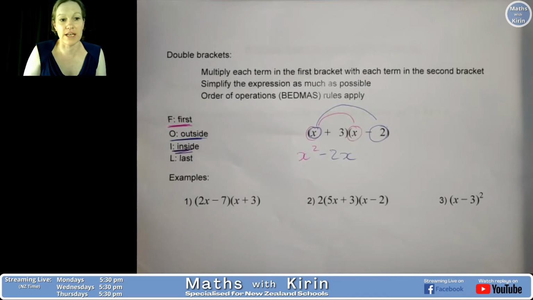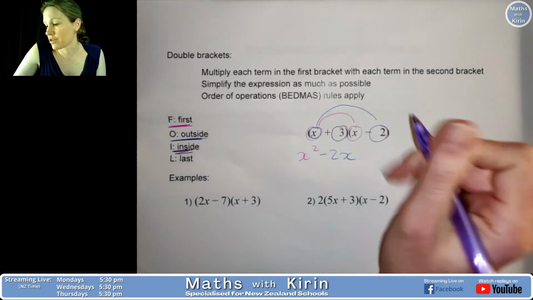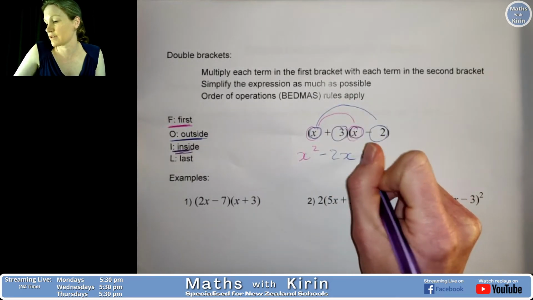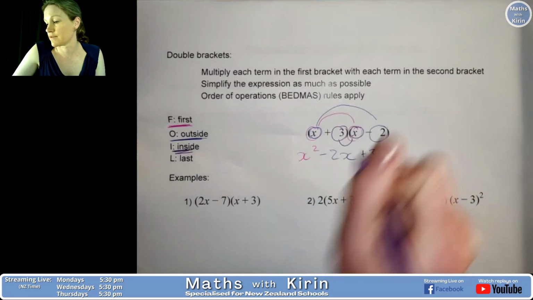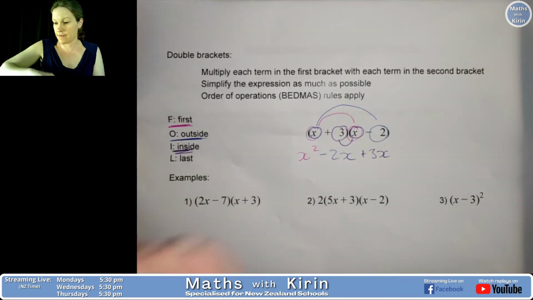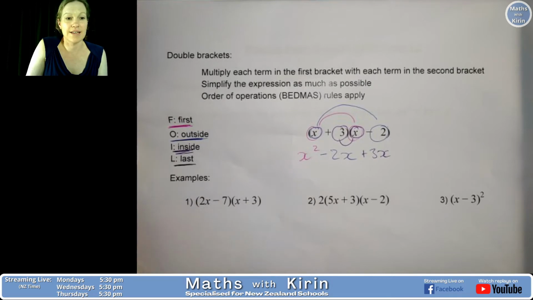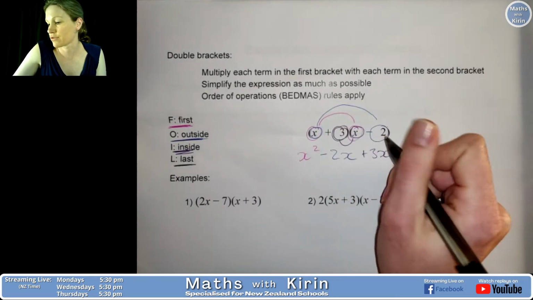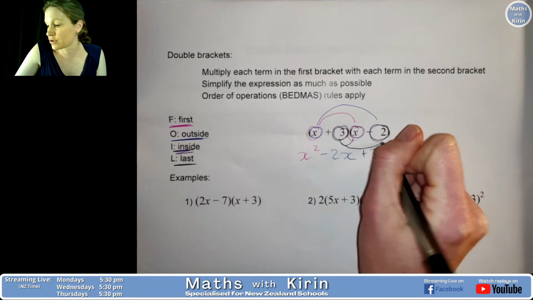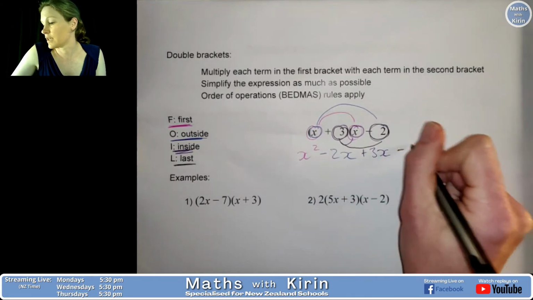I for inside, so we've got a 3 and an x, so 3 times x gives us plus 3x. And then L for the last terms in each bracket, so our 3 again and our negative 2 gives us negative 6.